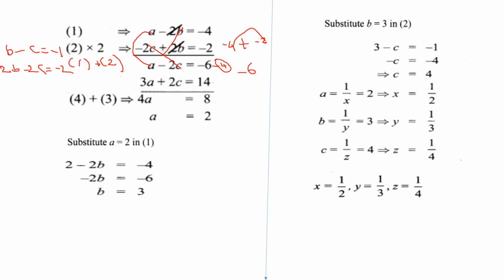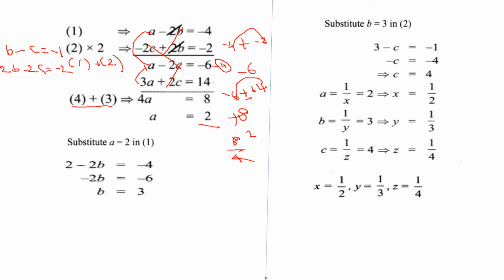After that, write the third equation: 3a plus 2c equal to 14. Here also, add the third and fourth equations. You get a with coefficient 1, 1 plus 3, 4a. Minus 2c plus 2c will cancel. Minus 6 plus 14: with one plus and one minus, you subtract the numbers. 14 minus 6 is 8. What is the greater number's sign? Plus. So you put plus. So 4a equal to 8 means a equal to 8 by 4, that is 2.